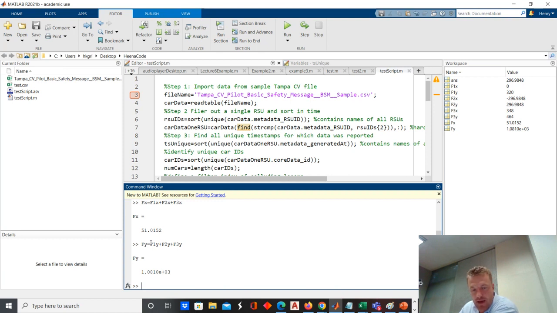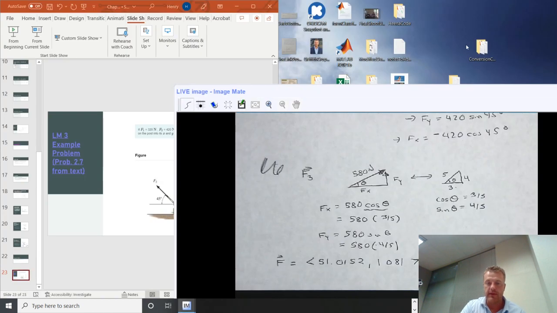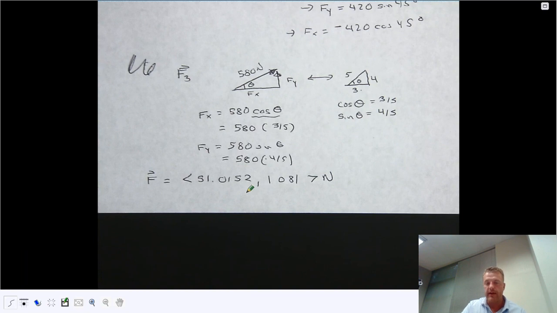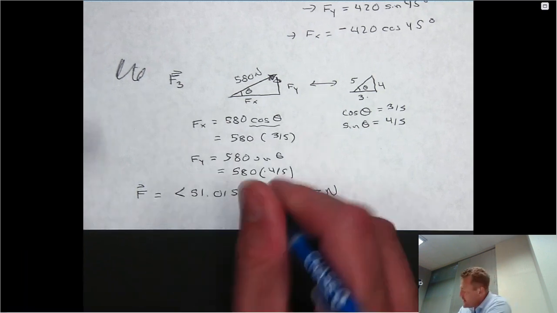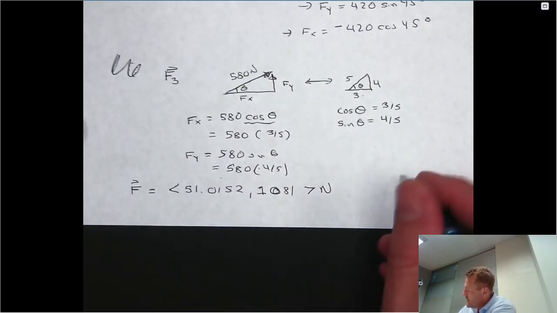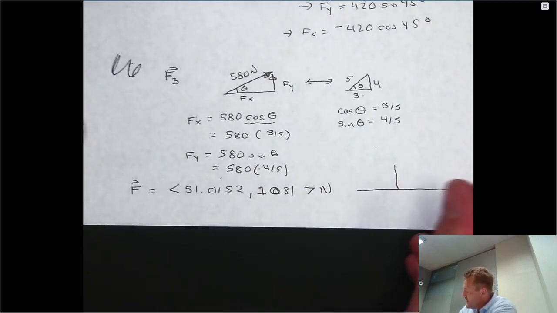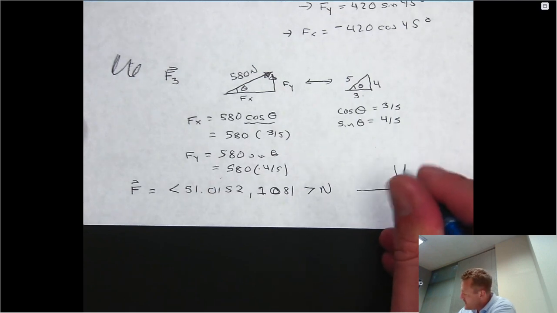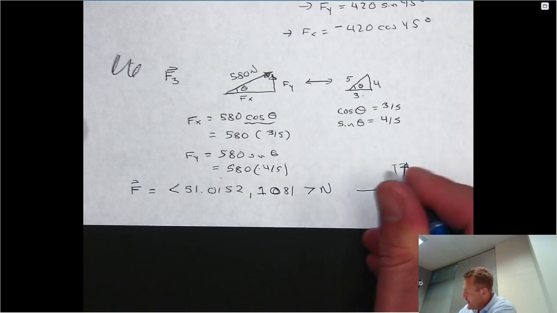But this is 1,081. And then that is all the precision that I have in newtons. So going back to my dot cam, just to show you what this vector would look like. It would have an x component of 51.0152 and a y component of 1,081 newtons. So you can sketch what this would look like, right? It's just got a little x component and this huge y component. For all practical purposes, this thing is basically going perfectly along the vertical direction.